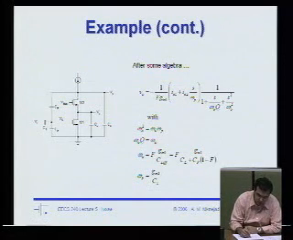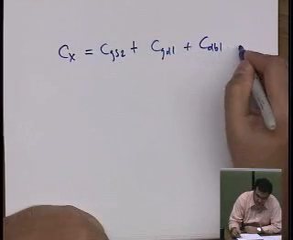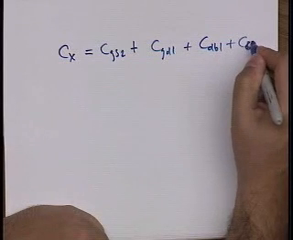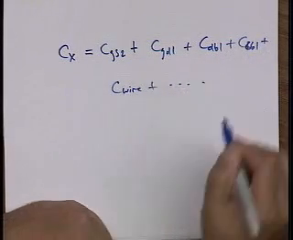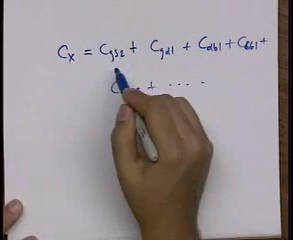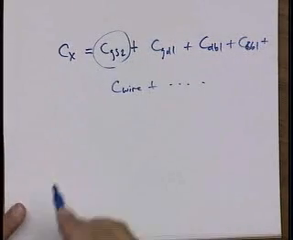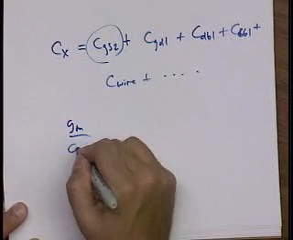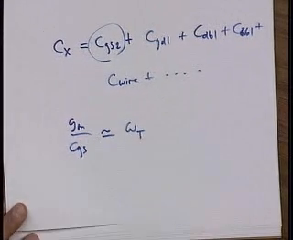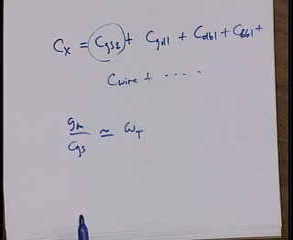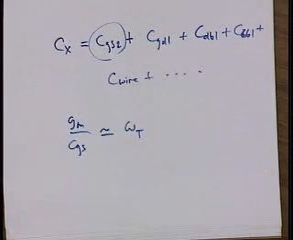It's Cgs of 2 plus Cgd of 1 plus Cdb of 1 plus Csb of 1 plus C wire plus everything else, right? But hopefully if this term dominates, then we have gm over Cgs, which is basically the omega t of the device, right? If we include Cgd, then that takes one more term in that expression.